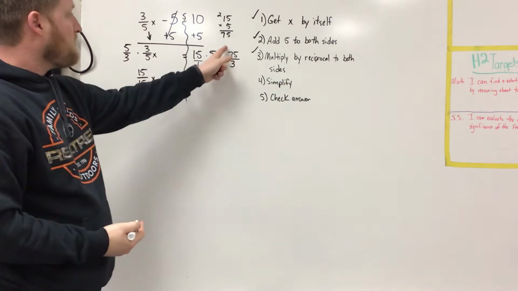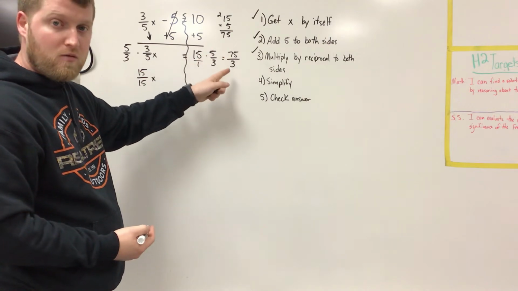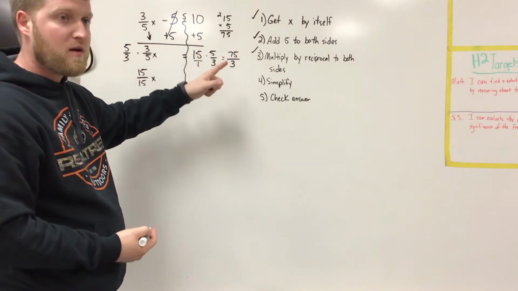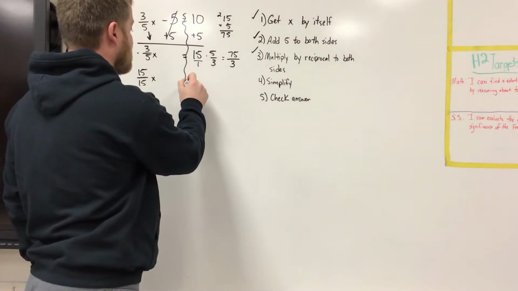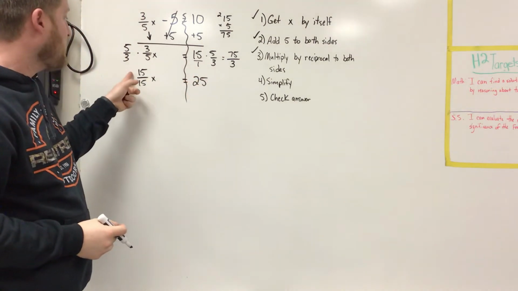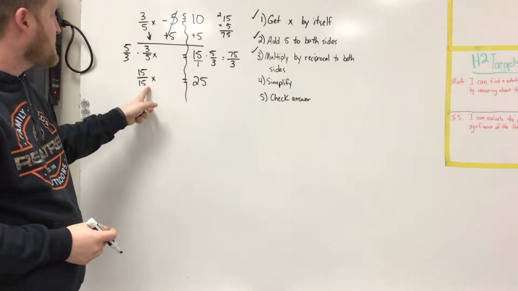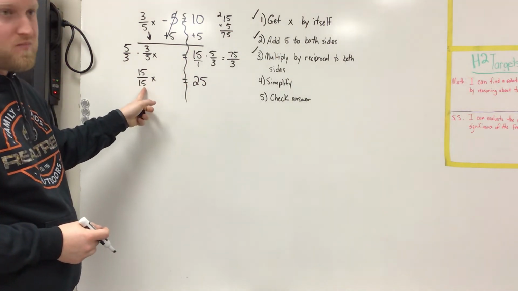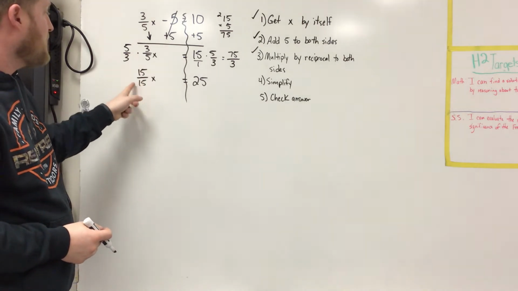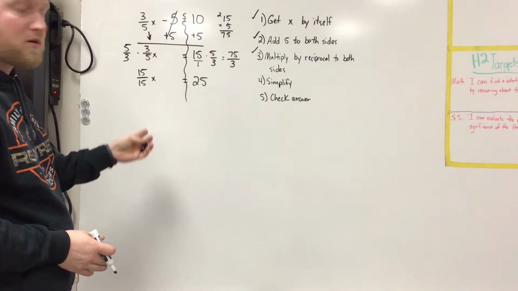Now, we're left with 75 over 3, or in this case, 75 divided by 3, okay? Well, 75 divided by 3 is gonna be 25. So now I'm left with 15 over 15, x equals 25. I need to simplify this here, okay? Because this is just kind of too much. Let's just make it smaller, okay?